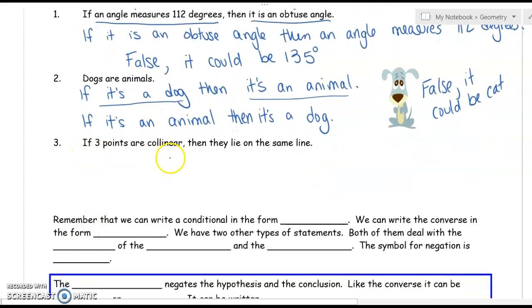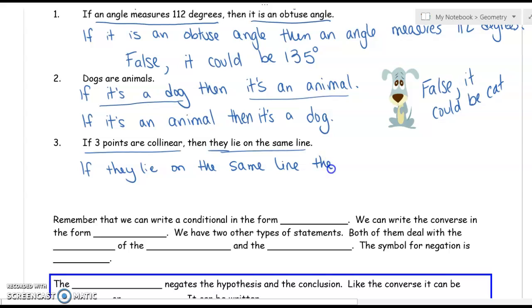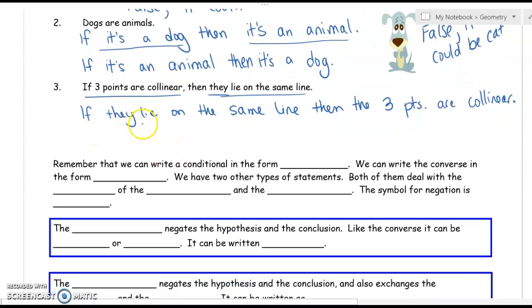All right, if 3 points are collinear, then they lie on the same line. This one's already a conditional, so we just need to reverse it for the converse. So if they lie on the same line, then the 3 points are collinear. We need to figure out if that's always true. If the points lie on the same line, will they be collinear? You bet. That's always the case. That's what the definition of collinear is.